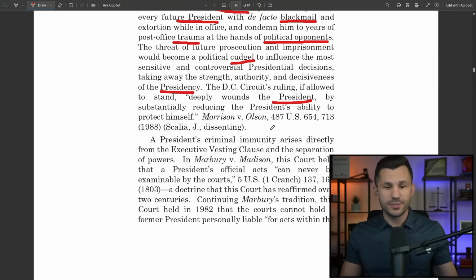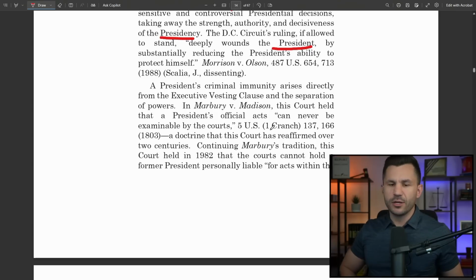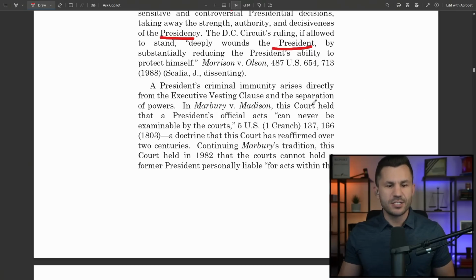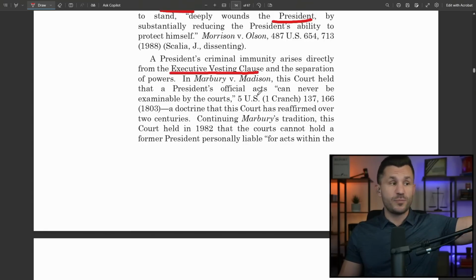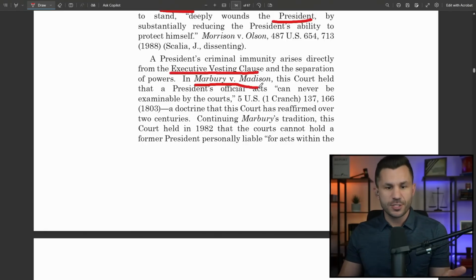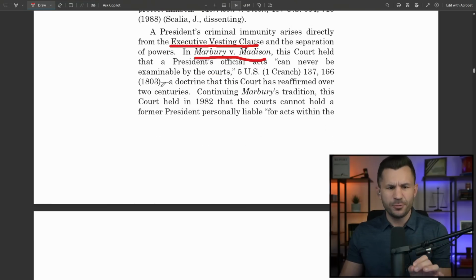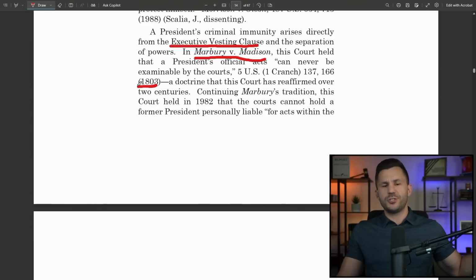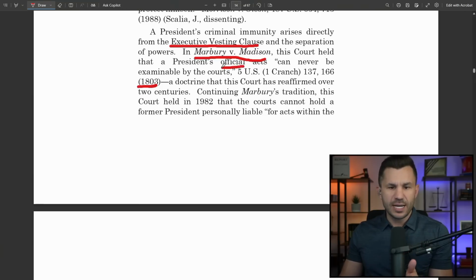Saying, here's some background on where this immunity arises from, telling us that a president's criminal immunity arises directly from the Constitution, from the executive vesting clause, and from the separation of powers that exists in the structure of our governance. They take us back to this case, Marbury versus Madison. In that case, they said this court held, they wrote this back in 1803, at the very founding of this country, they said this court held that a president's official acts can never be examinable by the courts.